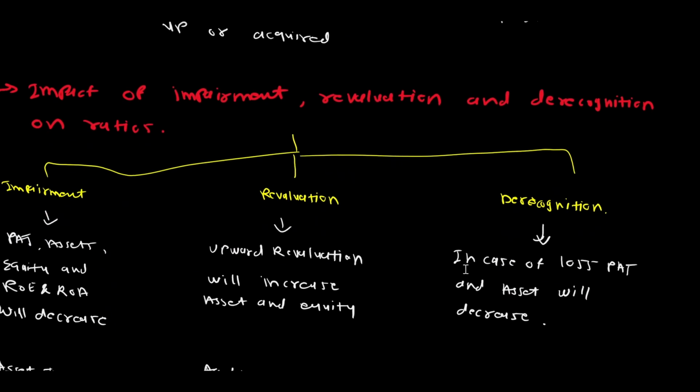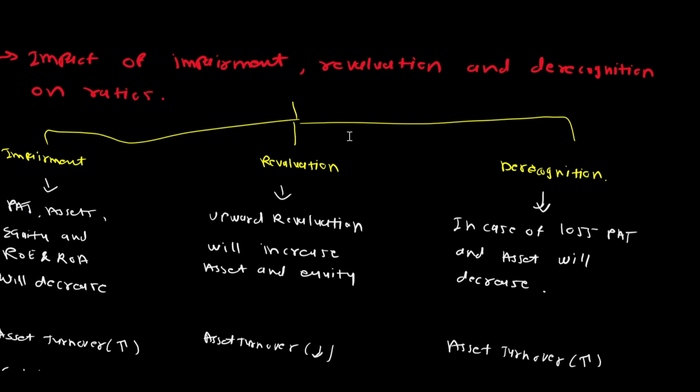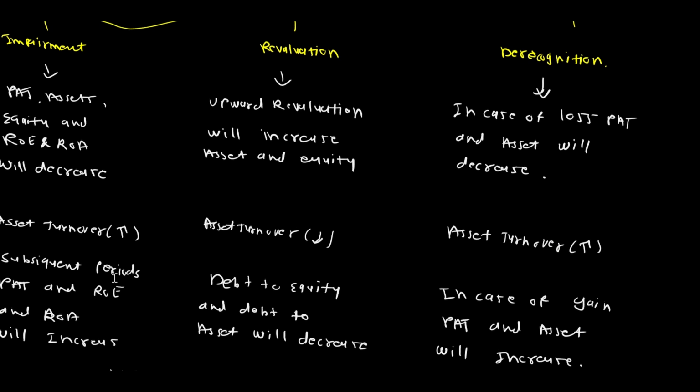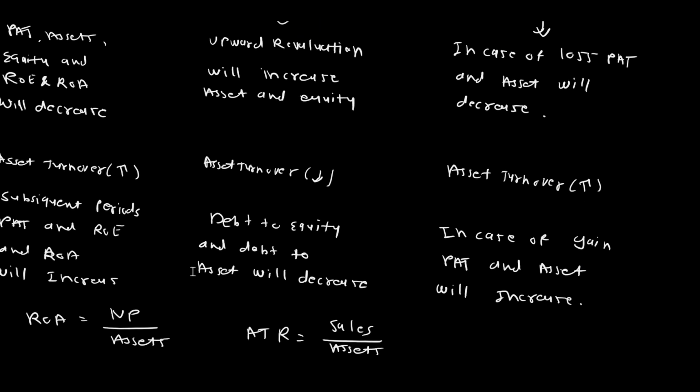And the impact of the impairment, revaluation, and derecognition on the ratios. Impairment causes the PAT, asset, equity, ROE, ROA will decrease due to the impairment loss. Asset turnover will be higher as I have less, say, sales on the lower asset. My asset will be lower. Subsequent period PAT and ROE and ROA will increase.